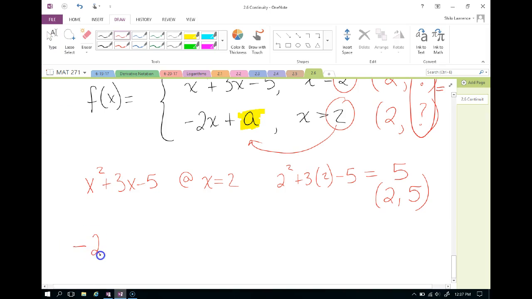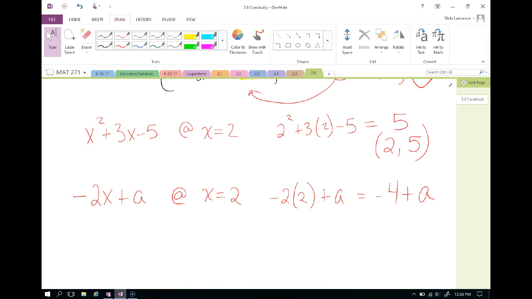So our line, negative 2x plus a, at x equals 2. We know we're not going to get a number answer, but let's plug in what we know and see what we can do. If we plug in x equals 2, we get negative 2 times 2 plus a, which is negative 4 plus a. Well, if I want these graphs to connect to make this function continuous, this value must be the same as this value.